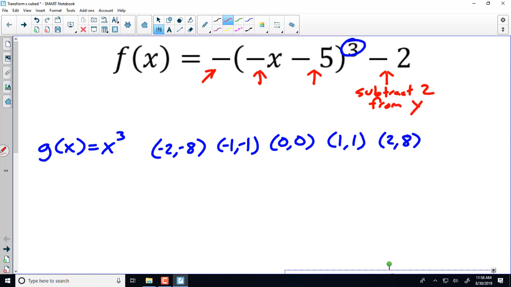The -5 on the inside is actually going to shift the graph to the right 5 units. That's the one that's backwards from what we think we should do. But shifting to the right 5 units is accomplished by adding 5 to x. So we're going to add 5 to x.